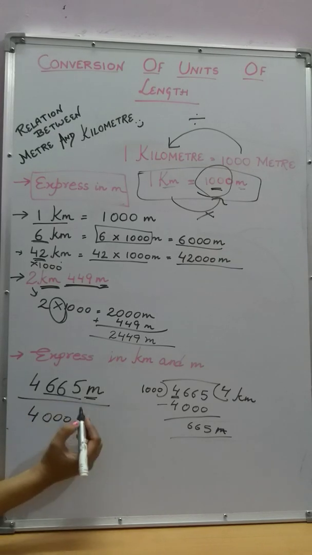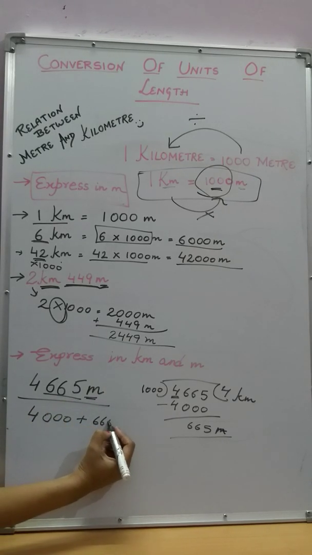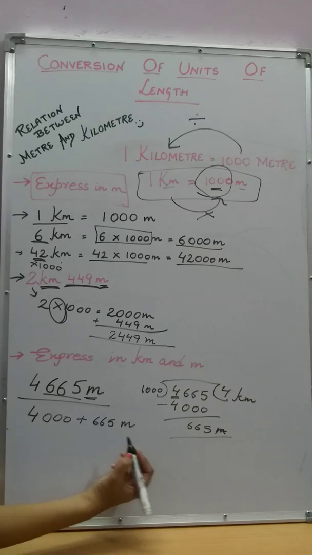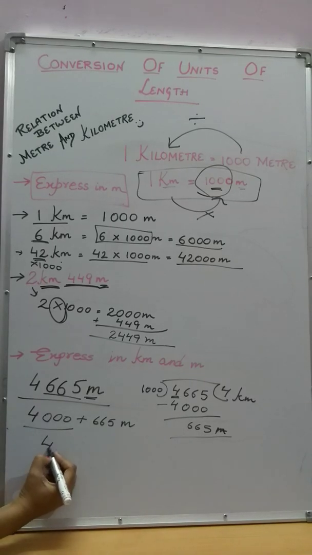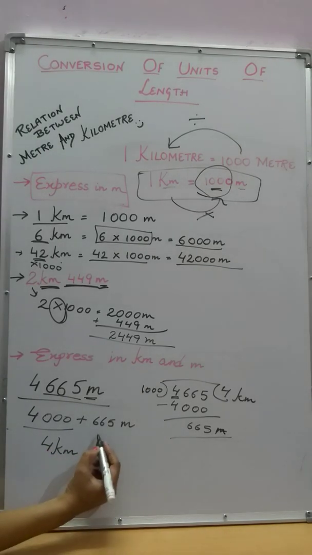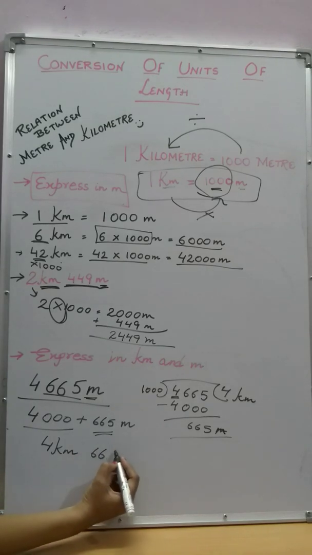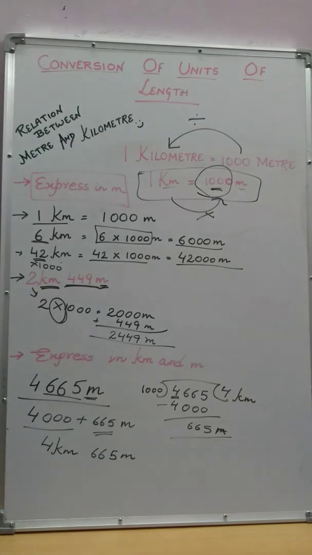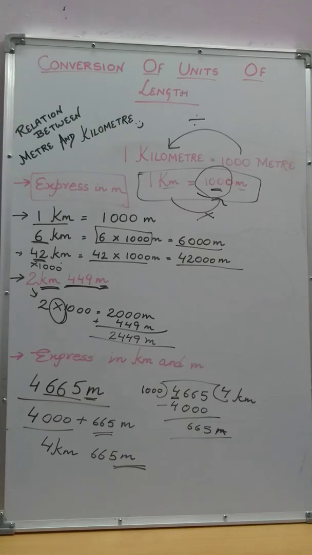You can solve like this: 4000 plus this one, 665 meter. So it will change into 4 kilometer and this will remain 665 meter. So this way you can solve all the problems that include conversion of units of length. Do practice. Thank you.